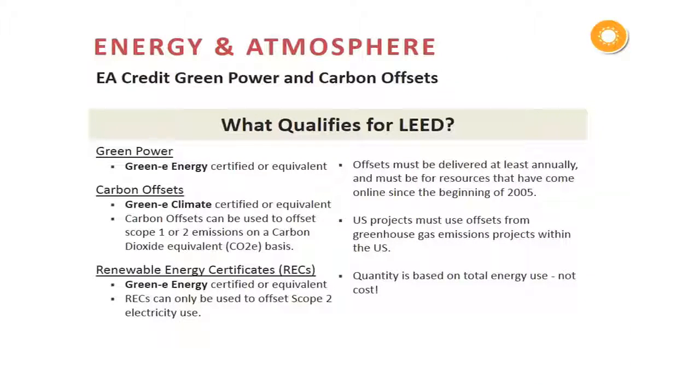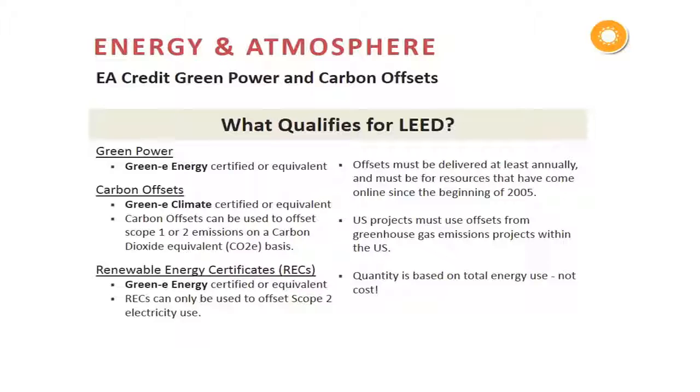Now, what qualifies? For green power, that's Green E Energy certified energy or its equivalent. So it doesn't actually have to be certified, but it has to be certifiable. Now, on the carbon offset side, these need to be Green E Climate certified or equivalent. These carbon offsets can be used to offset Scope 1 or Scope 2 emissions. Now, for renewable energy certificates, these also need to be Green E Energy certified or equivalent. So in all three examples here, there's the or equivalent caveat, which means that it doesn't really need to be Green E certified, it just needs to meet those criteria of the Green E program.